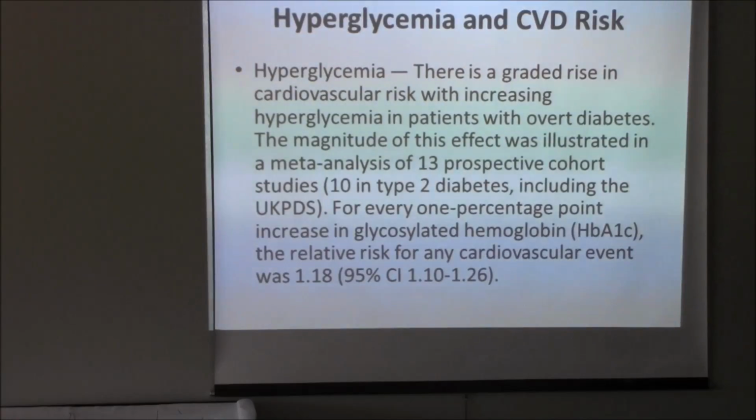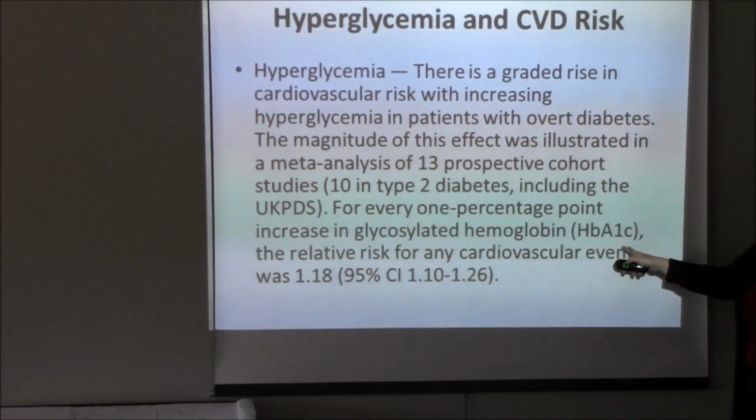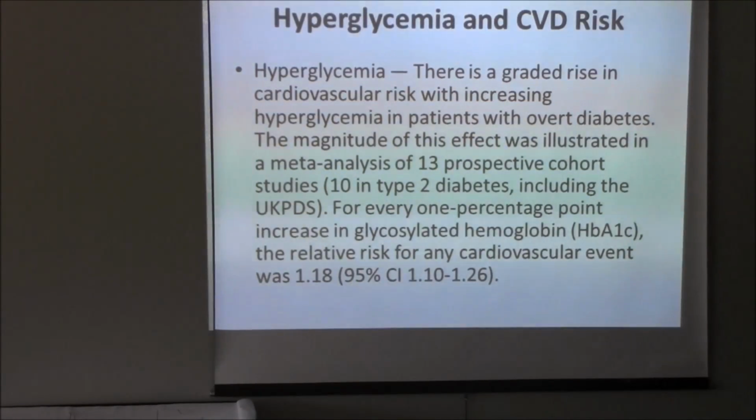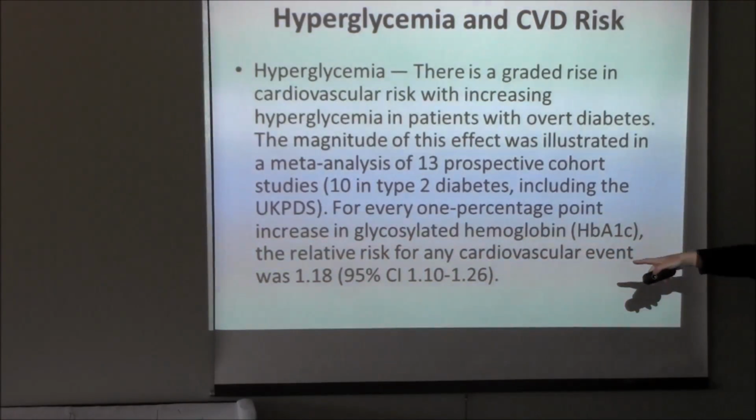The magnitude of this effect was illustrated in a 13-year prospective cohort study, which is a pretty big study, done in the United Kingdom. That's the UKPDS, they do a lot of studies. For every 1 percentage point increase in hemoglobin A1C, which is an average blood sugar of 2 to 3 months, what they're saying is that an increase of the hemoglobin A1C by 1% would increase the risk by 1.18, which is a pretty significant number. And likewise, if you reduce it, of course, you help those numbers.